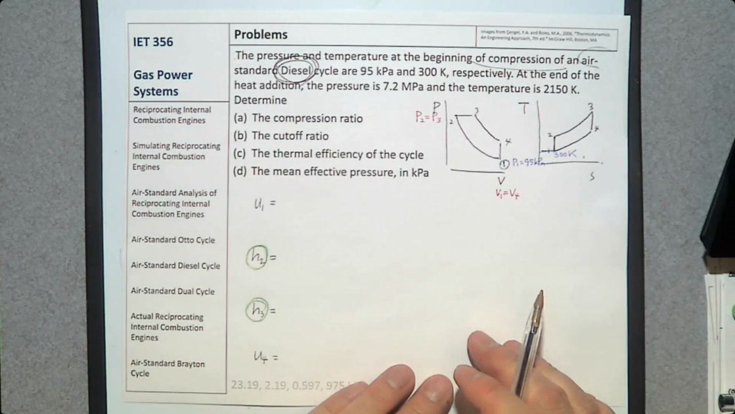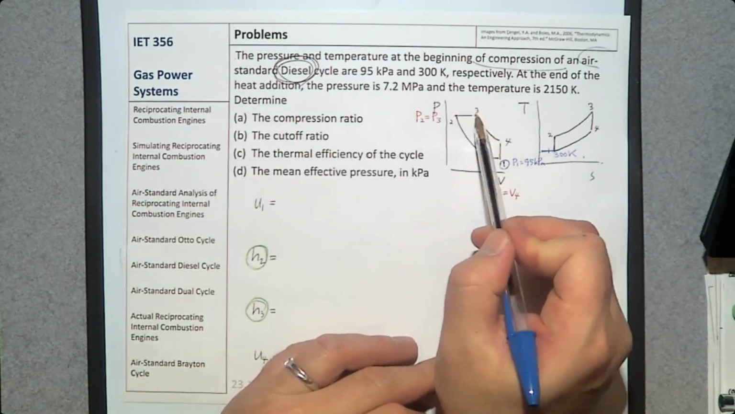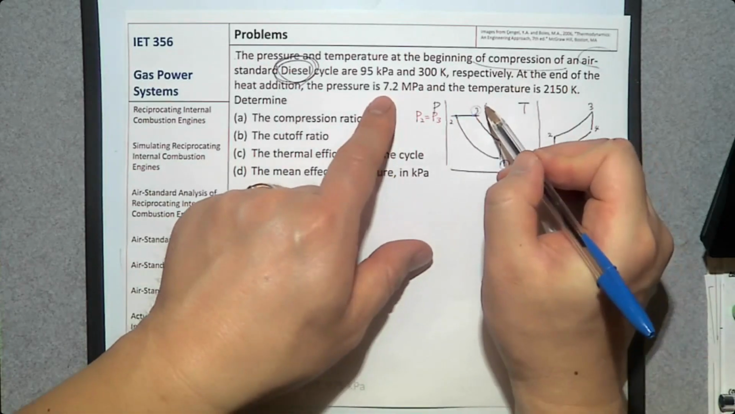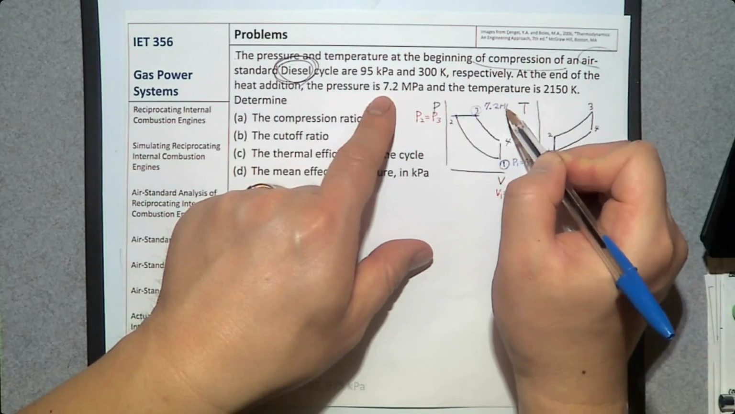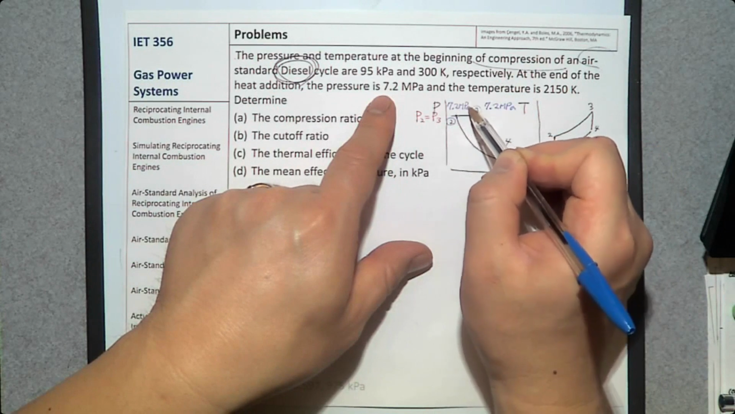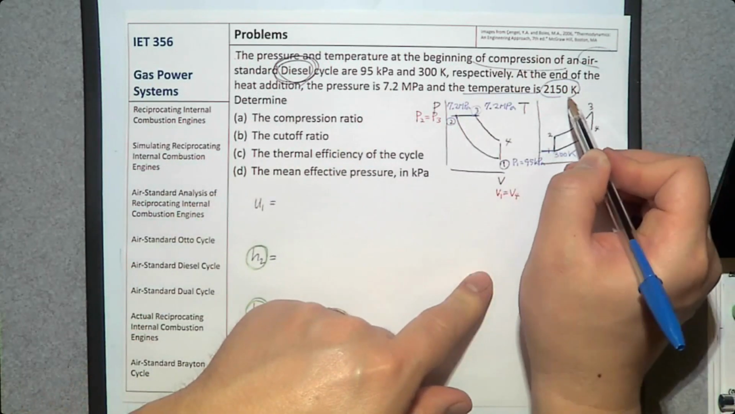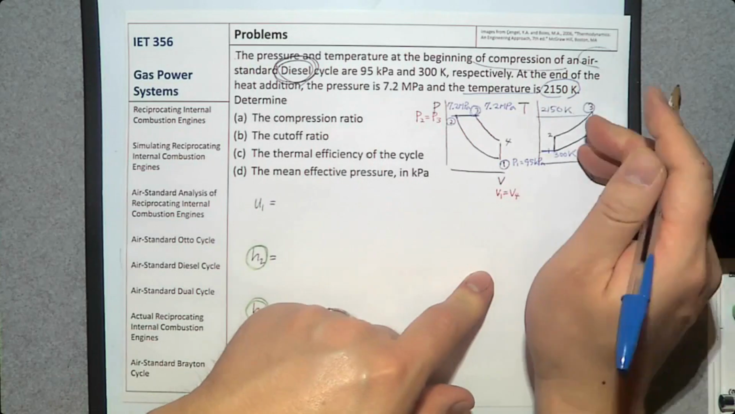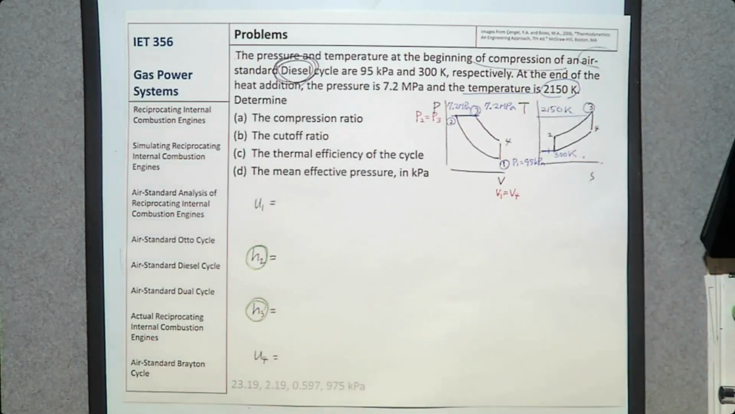At the end of the heat addition process, at number 3, the pressure is 7.2 megapascal. That means P2 is also 7.2 megapascal. The temperature at number 3 is 2150 Kelvin. So let's solve this problem. Of course, we are going to use the same table, table A22. The main property that we need to know is the temperature. If you know the temperature, you can find any properties.